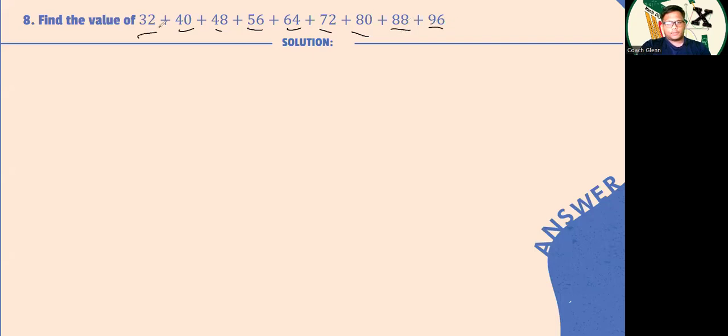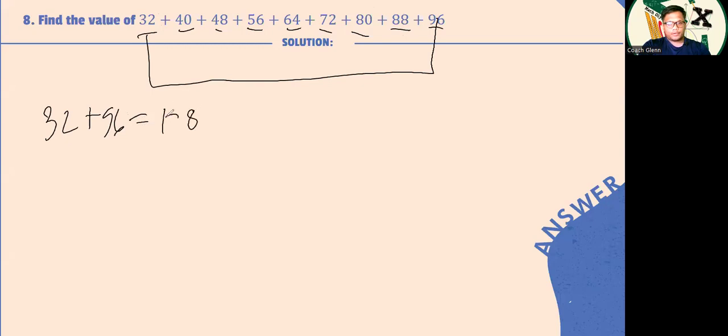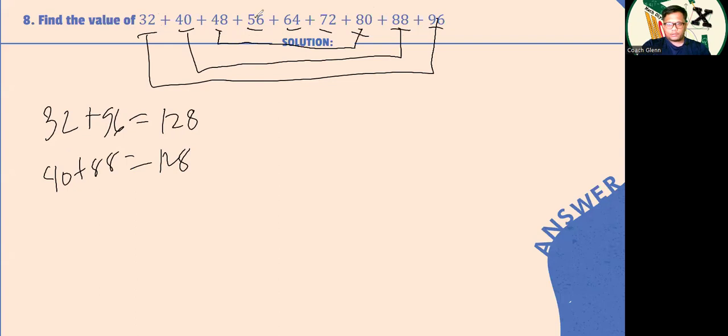So there's a trick for arithmetic series. So as what we can observe, this one is 32 plus 96. So that's equal to 128. Okay, if we add this one, this is also 128. Okay, so all we need to do is count how many 128s we have. So this one is also 128. This one is also 128. Okay, 1, 2, 3, 4. Okay, so we have 4 128s in total.